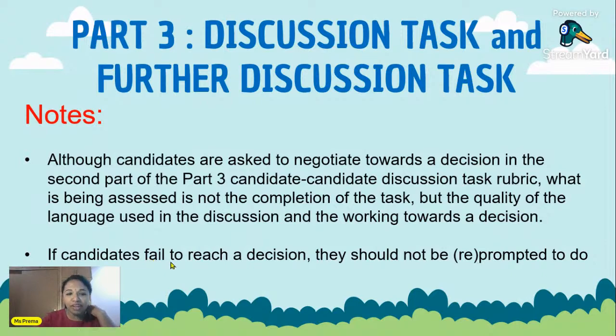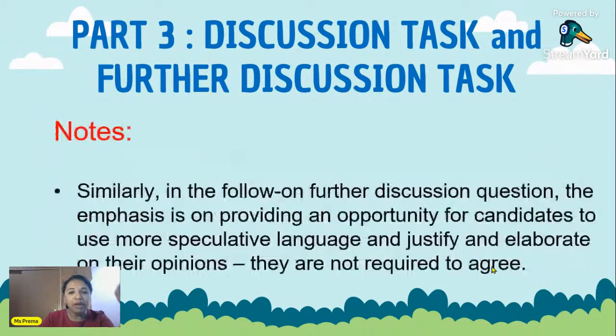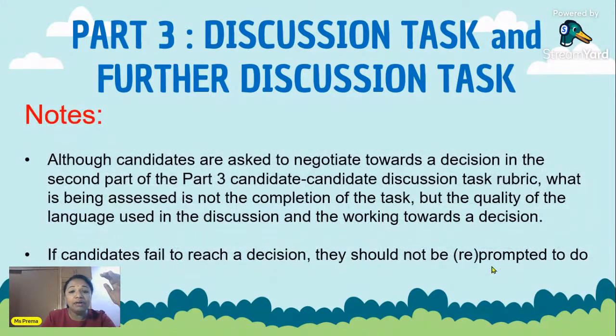So if candidate fails to reach a decision, they should not be re-prompted to do so. Okay, maybe in the last part after the discussion using the mind map, maybe you didn't actually come to a decision. So the teacher won't help you. Re-ask whatever the question is. Because remember, it's testing time, not practice time. Okay, no redo and all that. Okay, remember. So you got to really speak there and then make sure you done it correctly, perfectly. Okay, as perfect as you could.